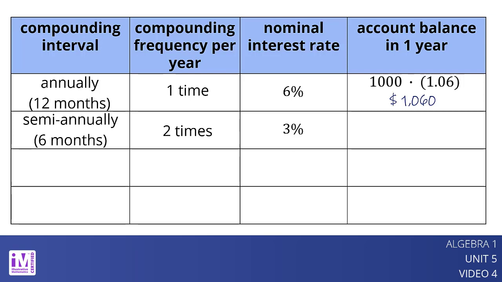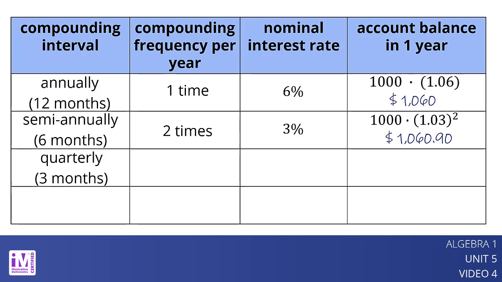If the bank compounds interest every 6 months, the account will see 2 interest calculations in 1 year at a 3% rate each time, because 6 divided by 2 is 3. The account balance in 1 year will be 1,000 times 1.03 squared, or $1,060.90.